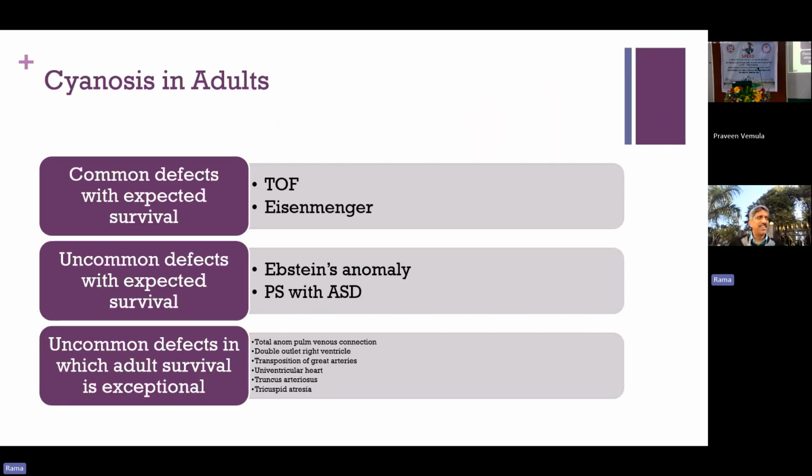Cyanosis in adults, in terms of the frequency of occurrence as well as the expected survival, can be classified into three categories. Common defects with expected survival are likely to be top in Eisenmenger syndrome. The uncommon defects with expected survival are Ebstein anomaly and PS with ASD, that is, initially called the trilogy of Fallot. The uncommon defects in which adult survival is exceptional include all the other conditions like TAPVC, DORV, TGA physiologies, univentricular hearts, truncus arteriosus, and tricuspid atresia, and so on and so forth.